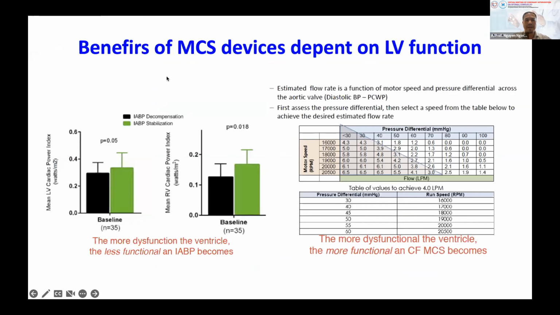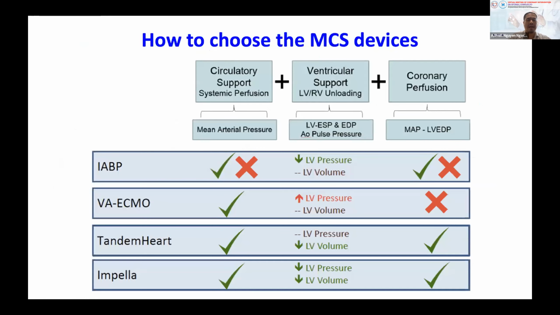So you can see here the benefit of the device depends a lot on the LV function. For IABP, if the patient has a lot of dysfunction then IABP may not be good, and at this moment you need to switch to another device like Impella.